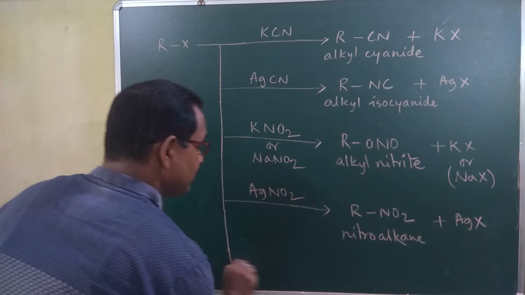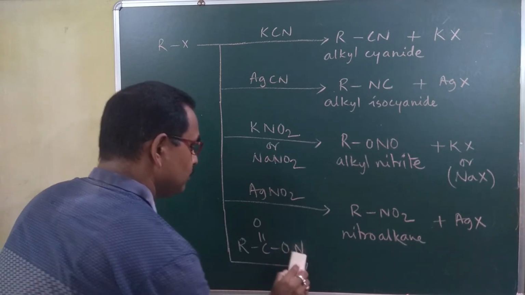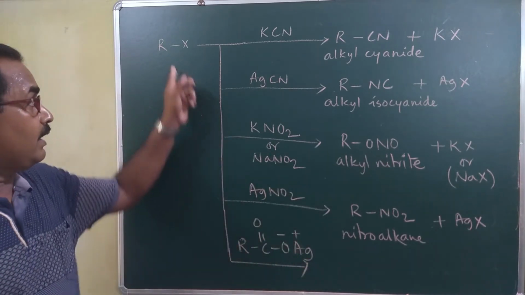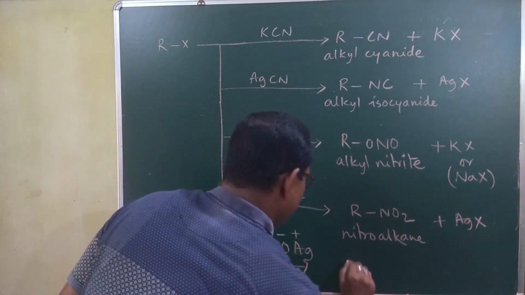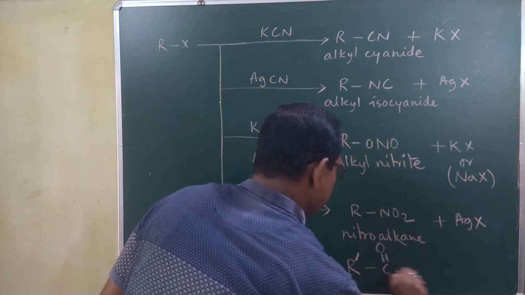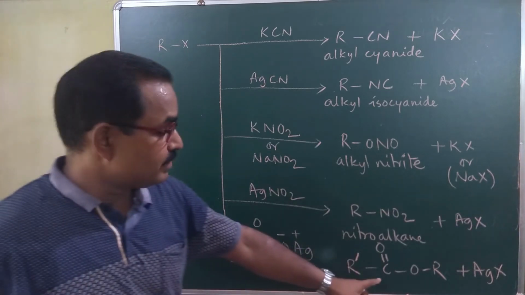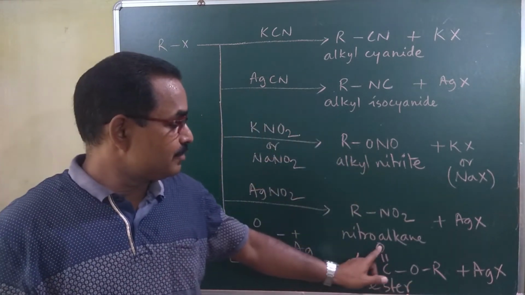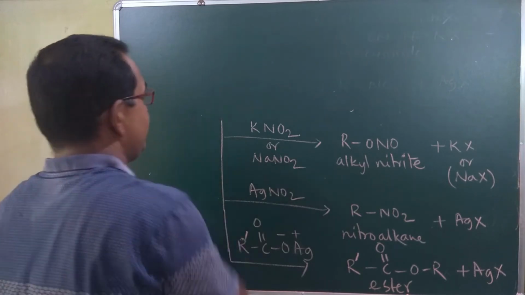Now see, reaction of alkyl halide with RCOONa or RCOOAg. What is this? This is silver carboxylate or sodium carboxylate. Alkyl halide reacts with it. What will happen? We'll have R dash COOR plus AgX. What is this compound? This is called an ester, RCOOR, alkyl alkanoate.